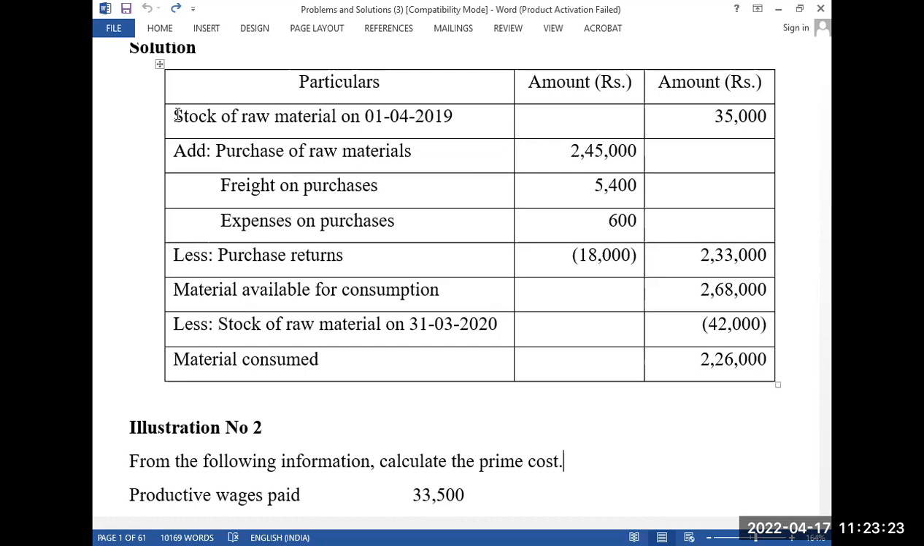Why is this told to you now? In the cost sheet, you refer to the first item, direct material, no? If in the question the amount is not given directly, this much information may be there in the question. So it is for you to find out the material consumed. Then you would write that amount, in this case 2,26,000, in the cost sheet in the name of direct material consumed.